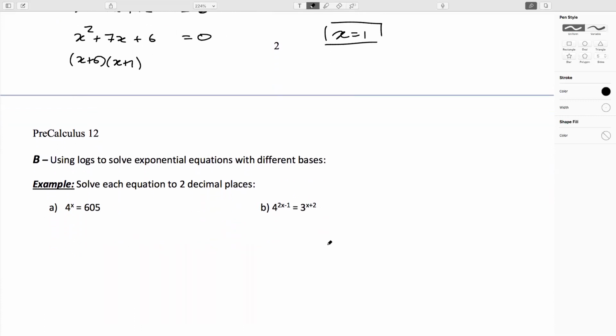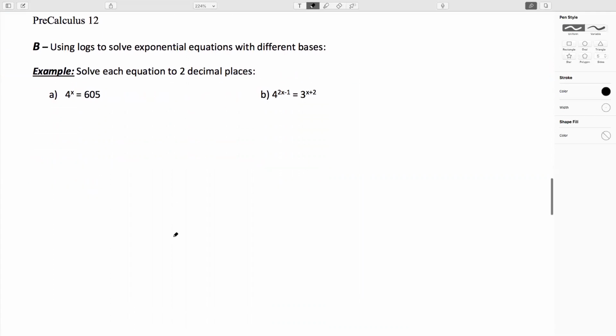All right. B, use logs to solve exponential equations with different bases. So this is a different kind of question. These are some trickier questions. I think we're going to do two of these. So we'll do the first two, and we probably won't do the second two, just because I want this video to be a reasonable amount of time.